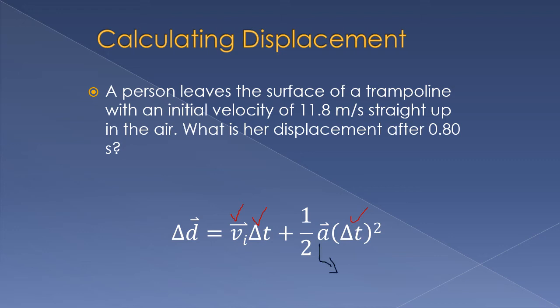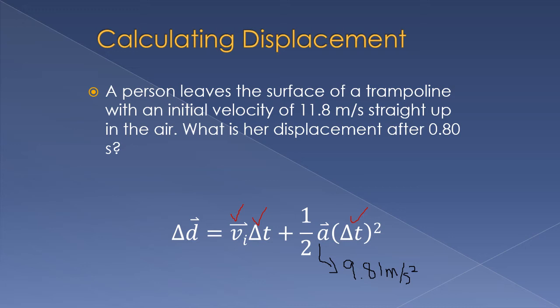Well, we're dealing with gravity. And so our gravity is right here. So it's 9.81 meters per second squared. Okay, and so we are dealing with gravity and we're going straight up.